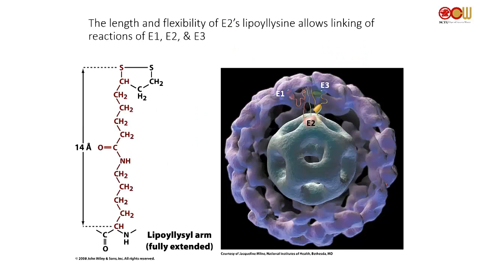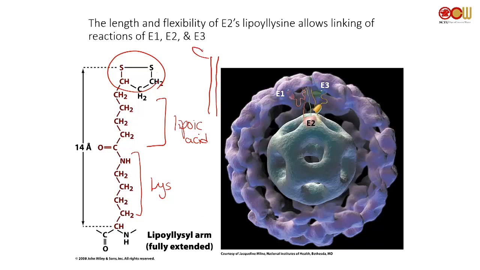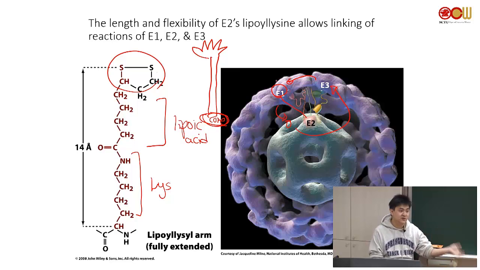So this is what it looks like, and the reason you need this lipoamide, in addition to the disulfide bond on the terminal, is because this portion is lysine and this portion is lipoic acid. Essentially, it gives you a little arm. This is like the core, and the little arm can extend to E1. After it does its reaction on E1, it comes back to E2 to do some stuff, then it can swing to E3, do its reaction, and then swing back to E1, etc. So the lipoamide serves as a special connection between E1, E2, and E3. Make sense?